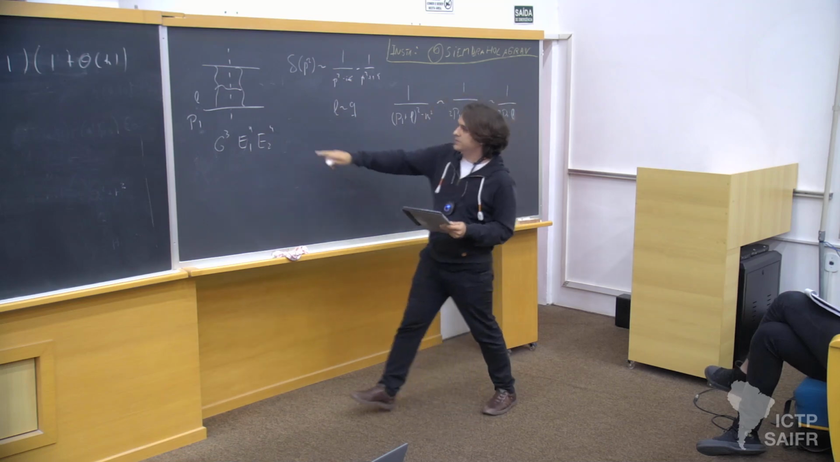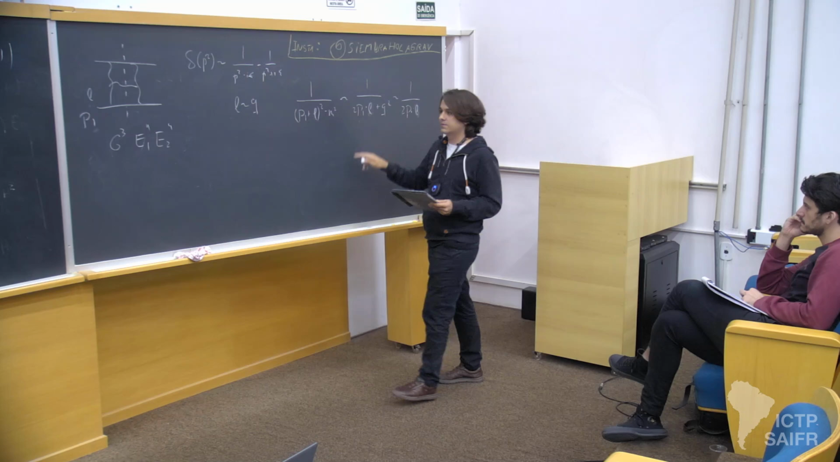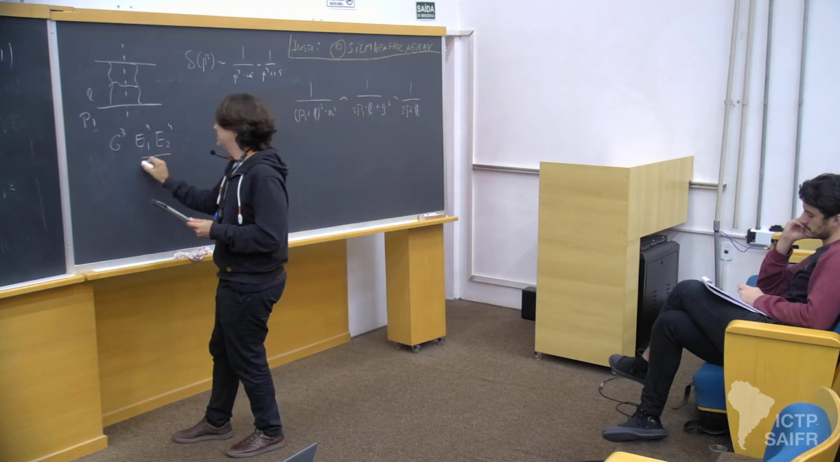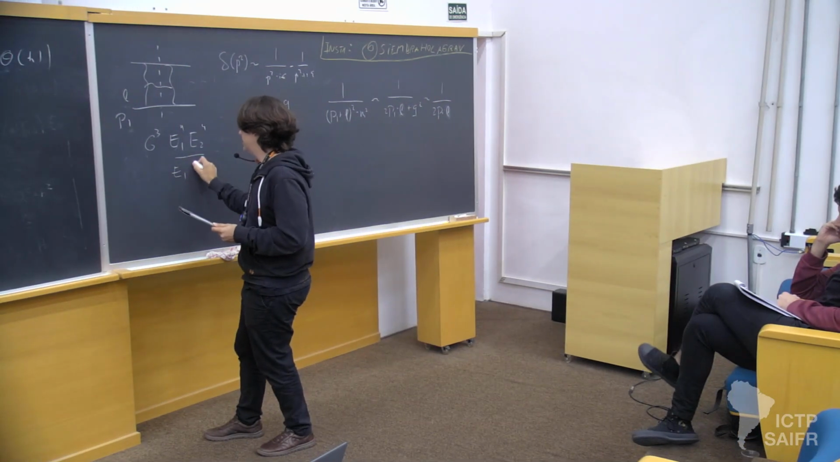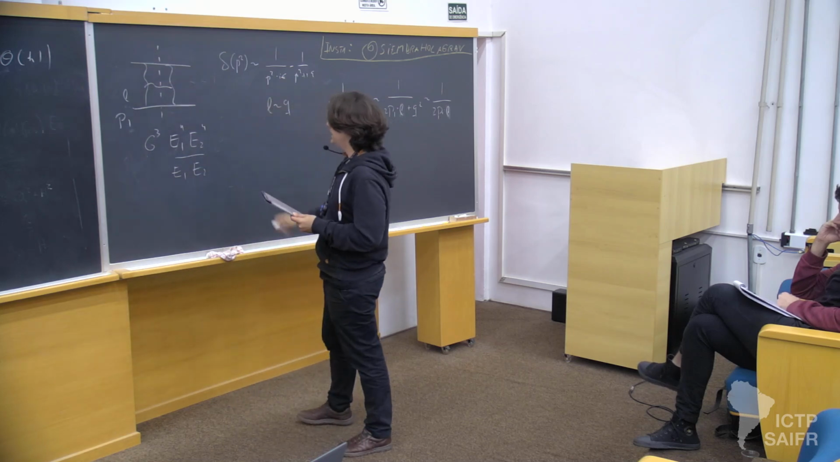Okay, so that means that each one of these two propagators is going to give me a 1 over P and 1 over L, so inverse powers of the energy. So this will give me E1 and E2 because I have 1 on one side, 1 on the other. And then let's count derivatives.